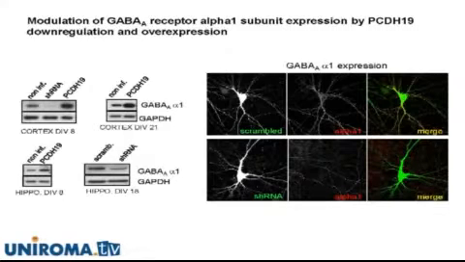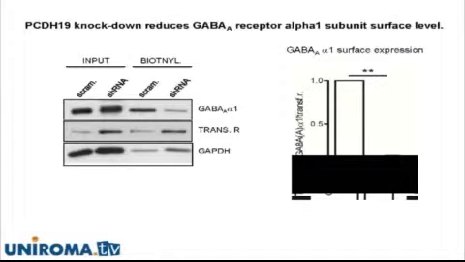So here we have the expression pattern of alpha-1 in normal conditions, or this is what you get if you eliminate protocadherin. And you can see that in this case it's reduced. So we see that from the biochemical point of view, from the staining point of view, from the morphology point of view, it is easy to check.